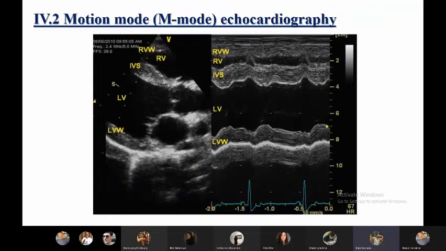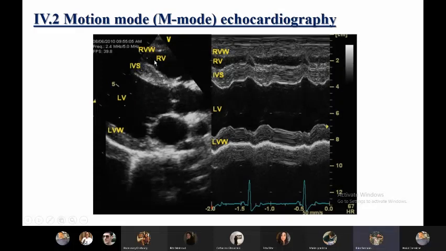Now let's talk about M mode echocardiography. In M mode, a 2D image, such as the one shown on the left, is translated into a 1D image. This is a 1D image, this is a 2D image, over a selected area drawn by one line. This is the line that is drawn over here, it's dotted.